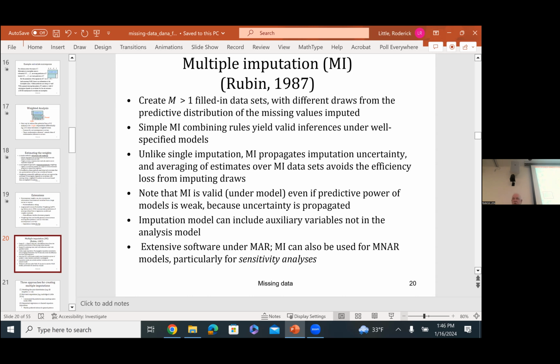There's a lot of software. Again, most of this software is under missing at random. But multiple imputation can also be used for missing not at random models, and particularly for a sensitivity analysis, which is something I'll talk about at the end.